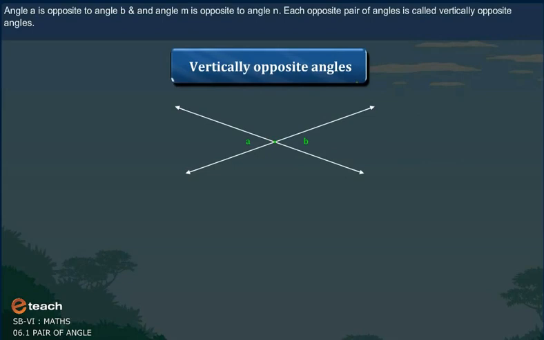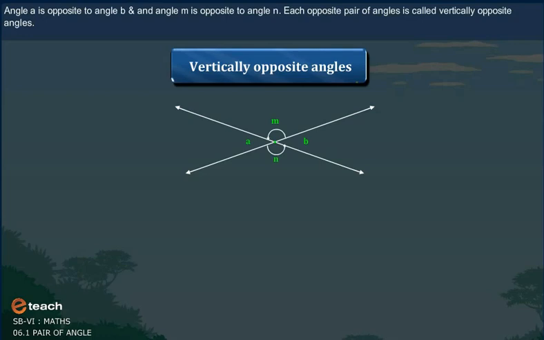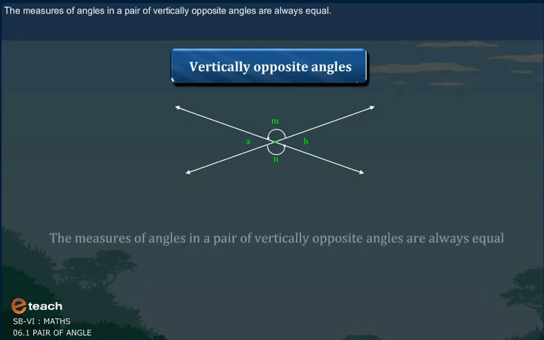These paths are just like two intersecting lines which make some angles with each other. Angle A is opposite to angle B and angle M is opposite to angle N. Each opposite pair of angles is called vertically opposite angles. The measures of angles in a pair of vertically opposite angles are always equal.